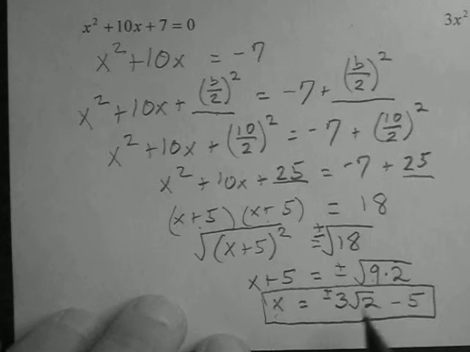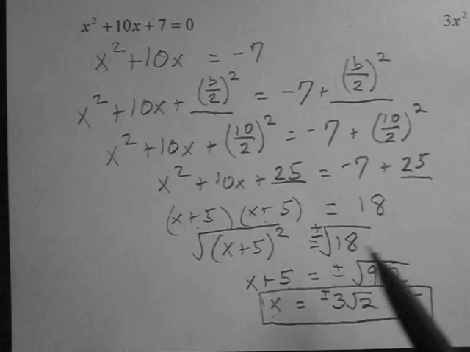Anytime you can simplify the radical, you need to go ahead and do so, and you're looking for perfect squares.